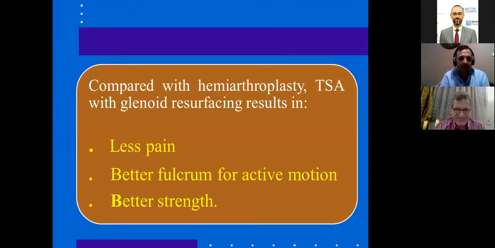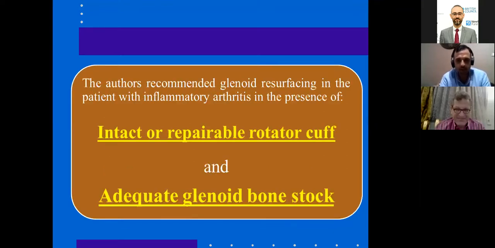As regards arthritis, total shoulder arthroplasty, in contrast to hemiarthroplasty, may result in less pain, better fulcrum for active patients, and better strength. So it is preferable for the arthritic shoulder to choose total shoulder arthroplasty. But as we said before, we have two prerequisites: an intact or repairable rotator cuff and adequate glenoid bone stock.